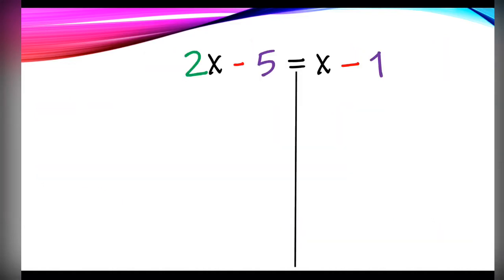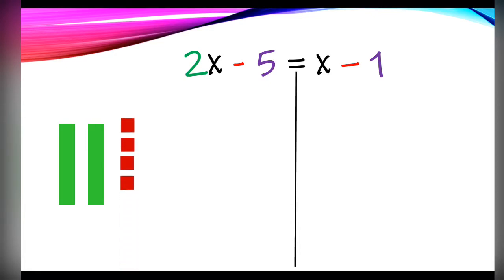Let's look at this problem: 2x minus 5 equals x minus 1. We're going to use algebra tiles to represent this problem. First thing you see is we need two x's on the left here. These long rectangles are x's, and now we need 5 negative 1 units. Of course they're red because it's negative. Then on the right hand side we need 1x and 1 negative unit.